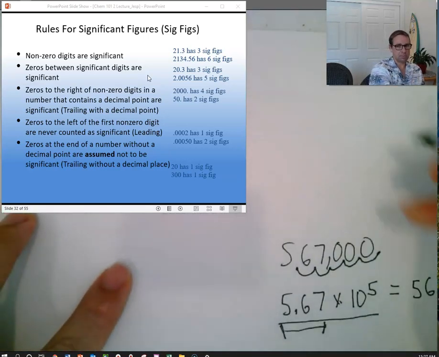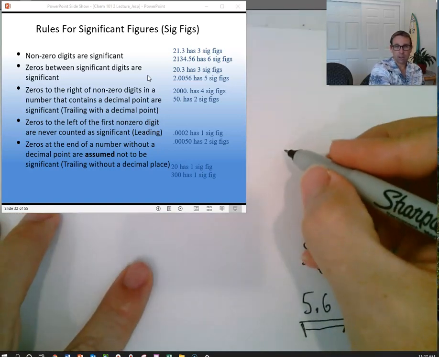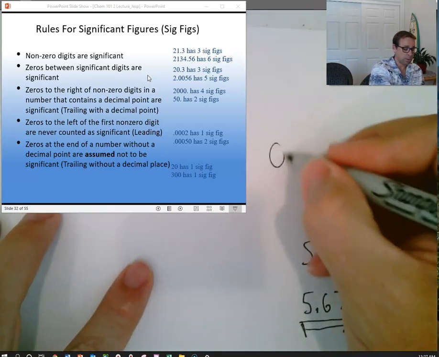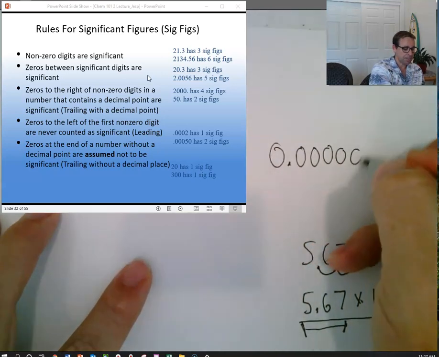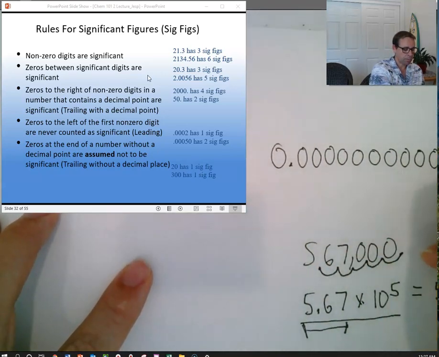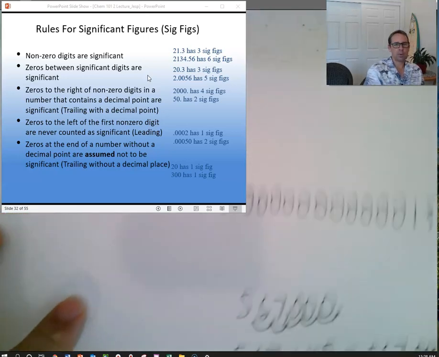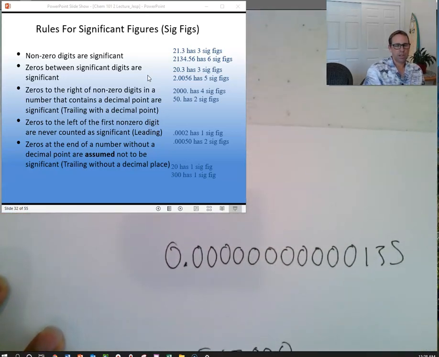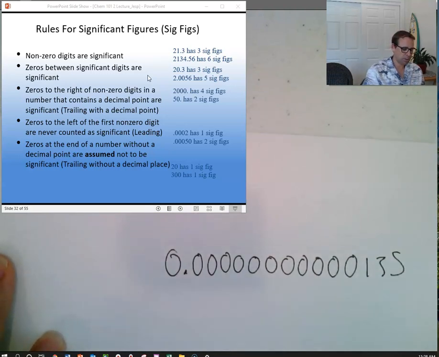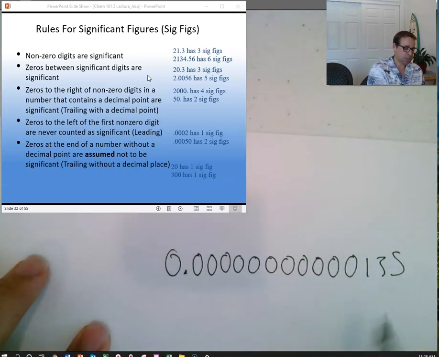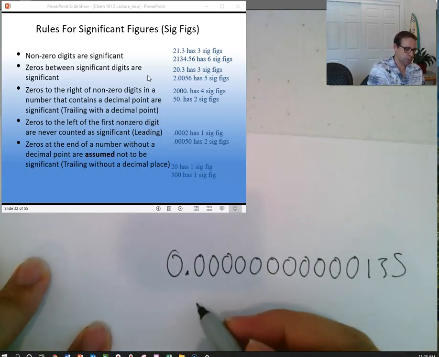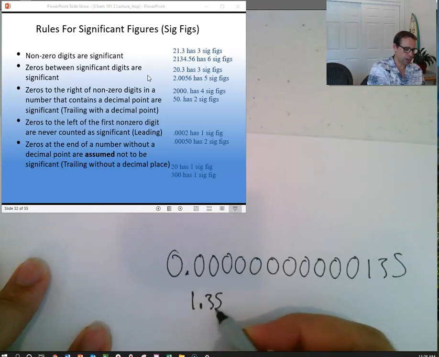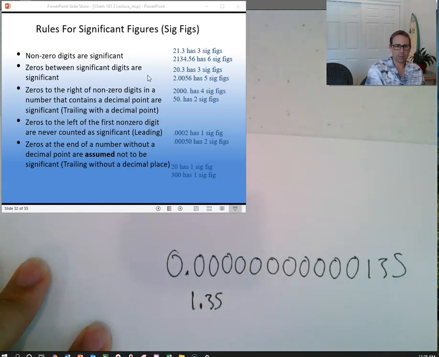Now this becomes very useful for either very large or very small numbers. So for example, that number there. If I wanted to tell you that number, that would be a pain in the neck if I had to tell you every time. 0.000000000000135, right? Take a long time. So instead, I'm going to change it to a number between 1 and 10, which is going to be 1.35. And I count the decimal places.